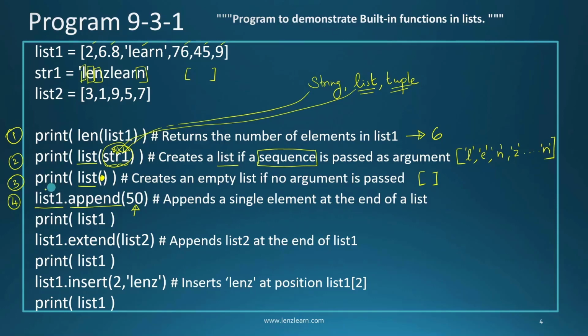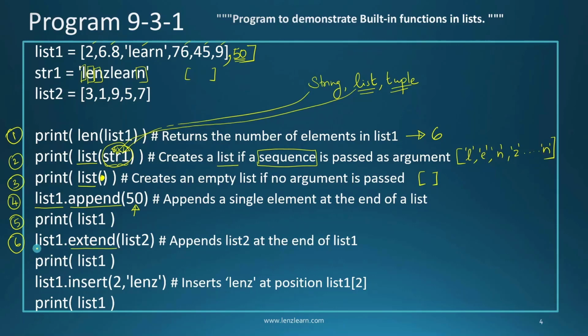So now we are working on list1. So this is list1. So once you call append, what will happen? It will put a comma and it will add value 50 to this list. Okay, so that's the job of append. You can join additional elements to existing list. So after you append, if you try to print list1, it will print 2, 6.8, learn, 76, 45, 9 and 50.